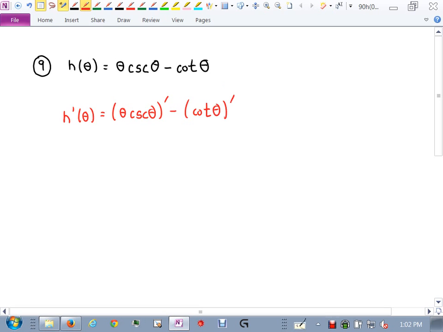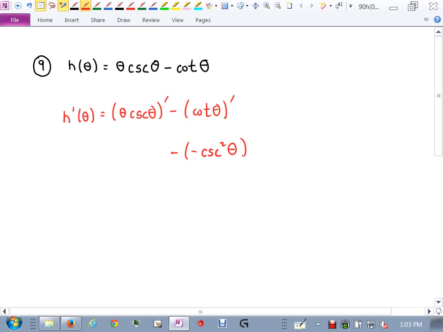and then its derivative. Now, the second term is just cotangent theta, and the derivative of cotangent theta is on your formula sheet. It's negative cosecant squared theta, right? So I'm going to have minus, then another negative cosecant squared theta, and I'm done with that derivative.